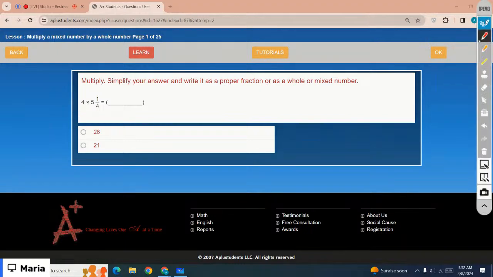Start with the first one, that is 4 times 5 whole 1 over 4, right? So convert 5 whole 1 over 4 to an improper fraction. How do you convert? You have to multiply the denominator and the whole number. 4 times 5. 4 is the denominator, 5 is the whole number. You need to add 1 and the denominator is the same. That is 4 times 5 is 20, and 21 over 4. So 4 times 1 is 4 and you are left with 21. So the correct option is 21.